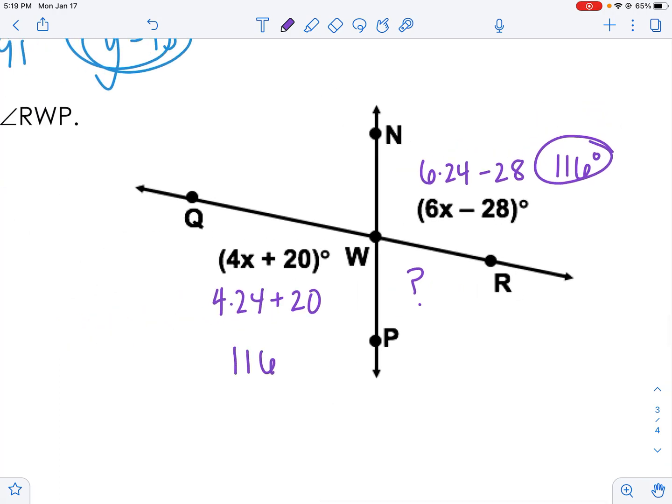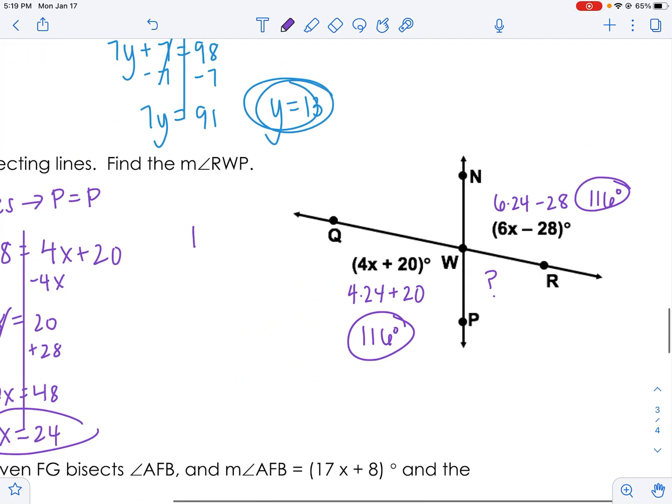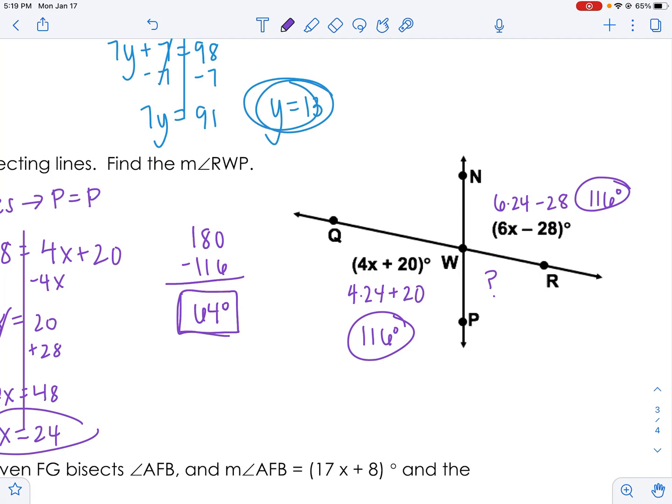But remember, the question wasn't asking us for that angle. The question was asking us for this angle. So think, how do we find the other one in vertical angles? Hopefully you remembered, subtract from 180. So what's 180 minus 116? 64 degrees. And that's how we get our answer.